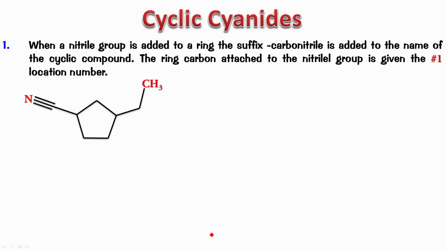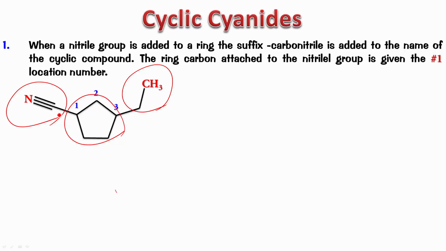So in this one, this carbon is the carbon 1, the alpha carbon. And we will go clockwise so that we can give this fellow sitting here the number 3. So the numbering is done this way. So it's 3-ethylcyclopentane carbonitrile.